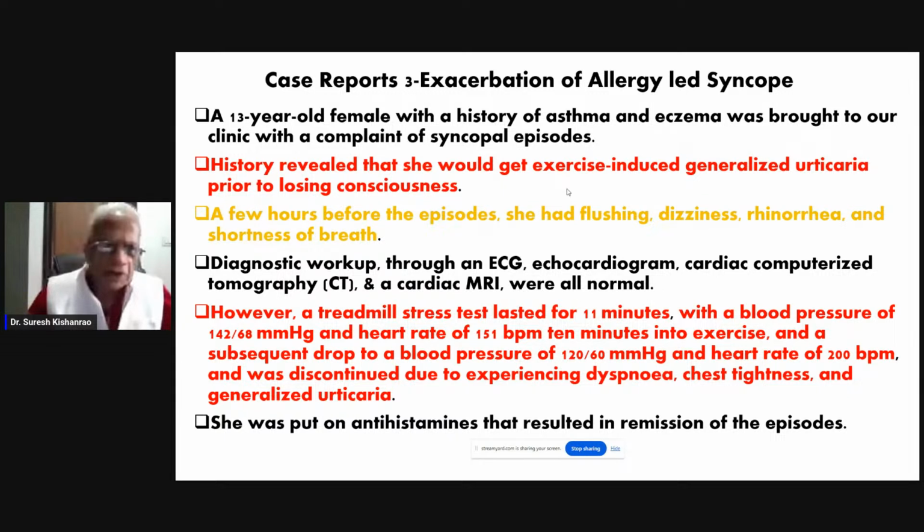Through an ECG, exercise, tomography, and cardiac MRI, all were normal. However, again in this case, a treadmill stress test lasted just 11 minutes with the blood pressure dropping from 142 to 68 and heart rate of 151 within 10 minutes into exercise. The blood pressure dropped to 120 by 60 and heart rate increased to 200 beats per minute. The treadmill had to be discontinued due to the child experiencing dyspnea, chest tightness, and generalized urticaria. This girl was put on antihistaminics over the next few weeks, and the episodes are now resolved.